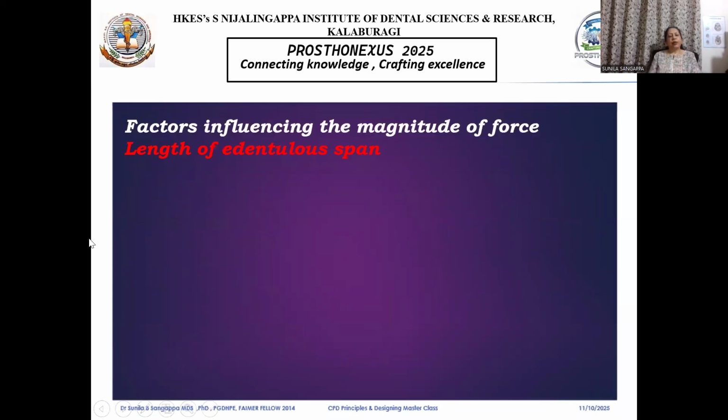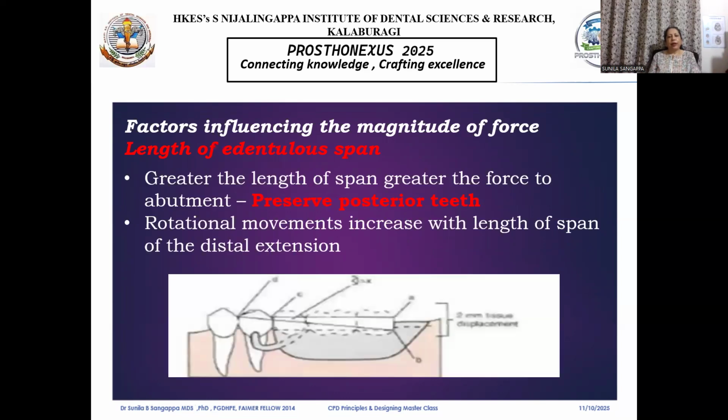All this while, we tried to look into the types of forces. But now, we will try understanding how this magnitude of force will have its characteristics over the teeth and the edentulous area. First, considering the length of the edentulous span. Greater the length of the span, greater the force. So, it's important for us to preserve the posterior teeth much before they're indicated for their extraction. Why? Because rotational movements increase with the length of the span of the distal extension.